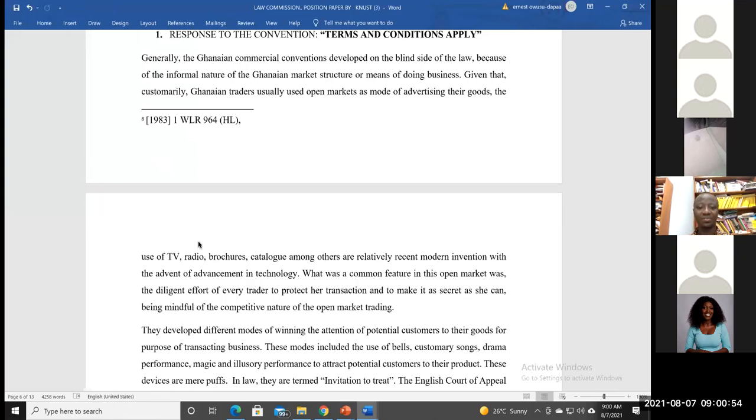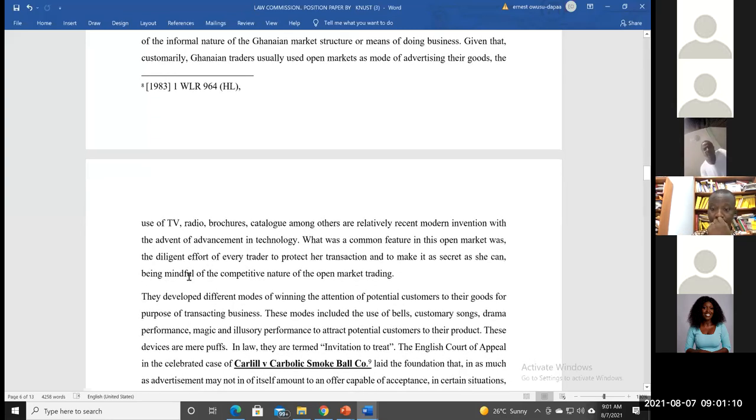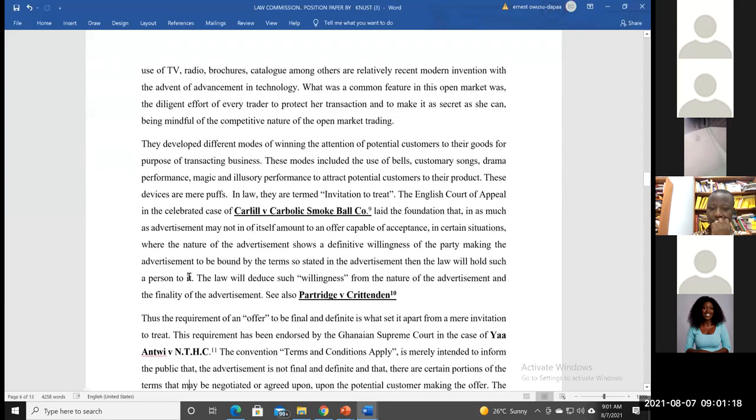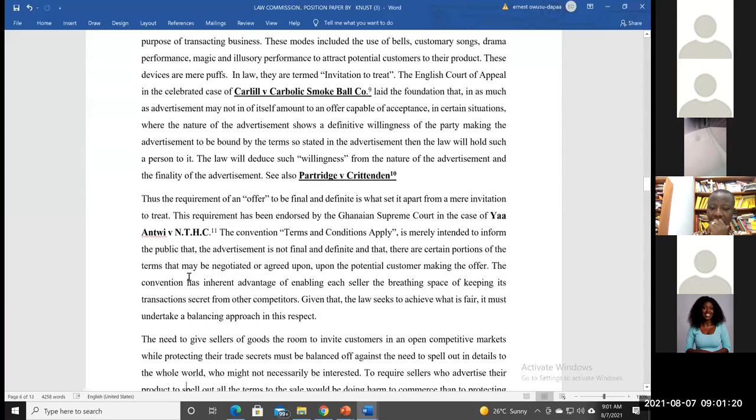For instance, MTN is advertising shares and says, when you purchase this, this is what you are entitled to. But they go on to say terms and conditions apply. So in fulfillment of the contract, there are other detailed aspects of the conditions or the terms, which you must also agree to and which eventually apply to the entitlement under the contract. Okay.